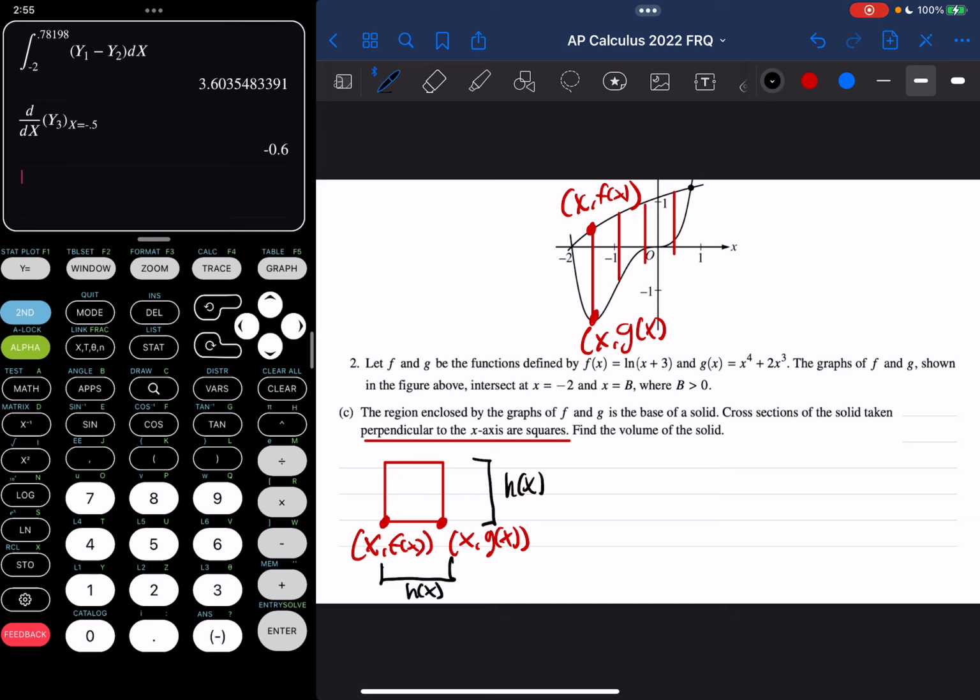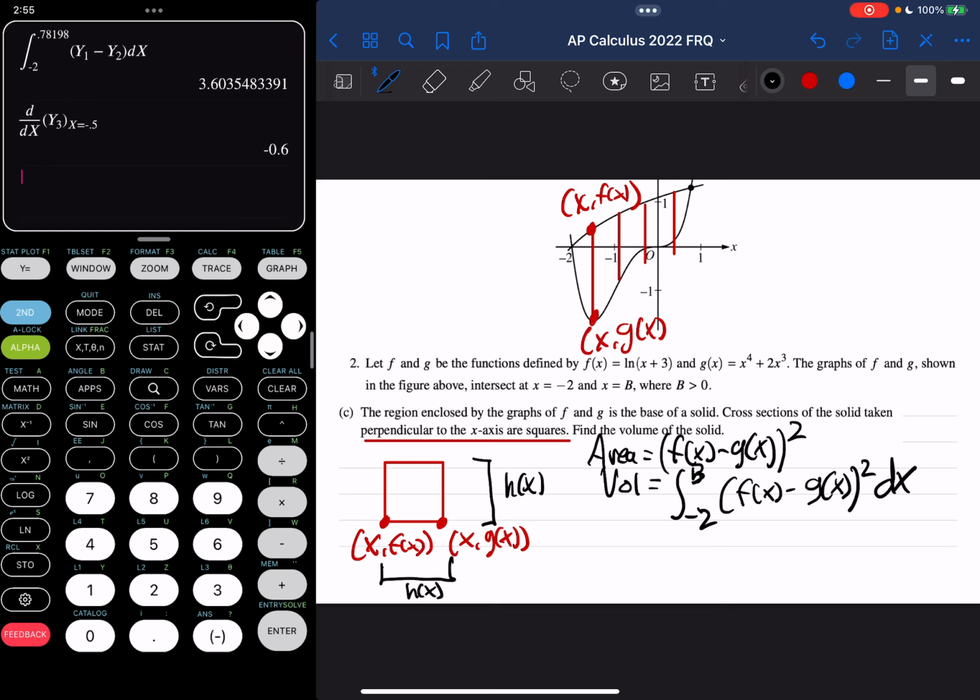Now I don't know if AP would take kindly to that. I mean, they're the ones that made up the h of x, but it's possible that we have to go back and use the f of x minus g of x notation. Either way, the area is f of x minus g of x squared. The volume is the integral from negative 2 to B of f of x minus g of x squared dx.